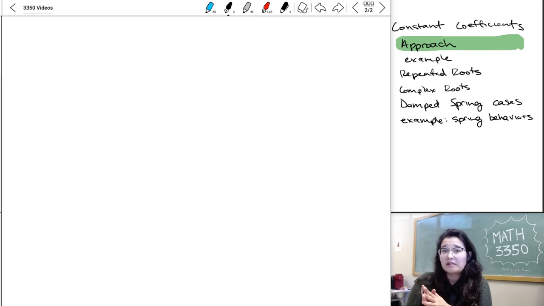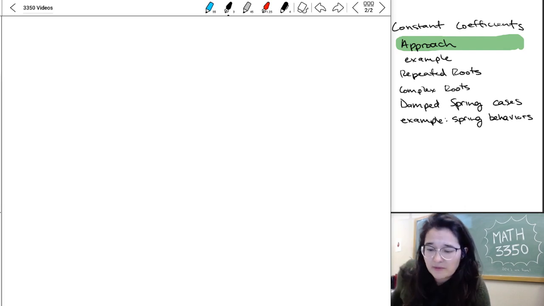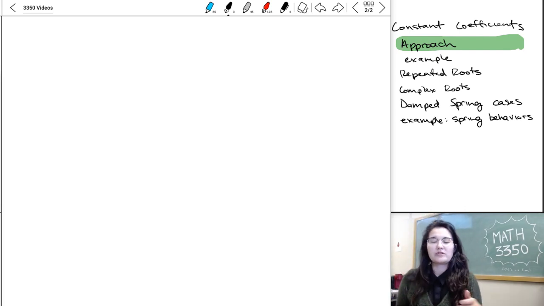This next section is about solving constant coefficient equations, which is another example of a higher order differential equation that we're going to learn the particular approach to solve. And we're actually going to start out by talking about that approach because it's one of the more straightforward ones that we're going to do in this class.